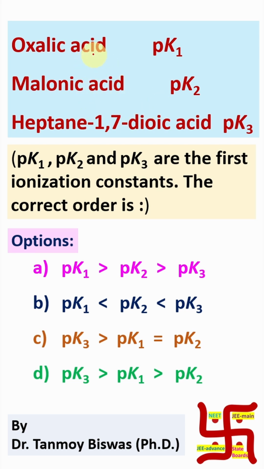Now look at oxalic acid pKa1, malonic acid pKa2, and heptane-1,7-dioic acid pKa3. So this pKa1, 2, these are the first ionization constants and they are in the correct order. So this is the question. By the way, students, it's too much information.